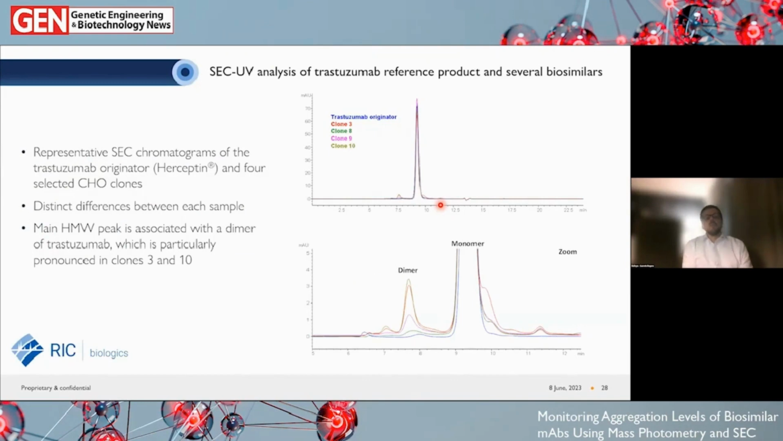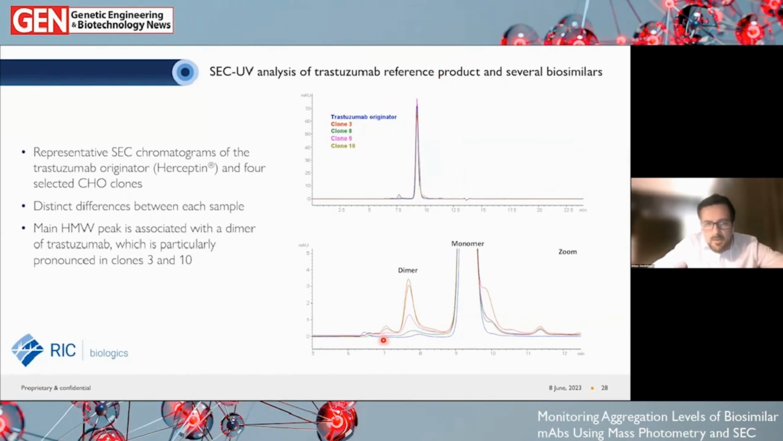We have a look at the data that was acquired by RIC Biologics. Here are representative SEC chromatograms of the trastuzumab originator, which in this case is Herceptin, and 4 selected Chinese hamster ovary cell clones. They took the supernatants and they went through a protein A purification step initially. This is the zoomed out view.